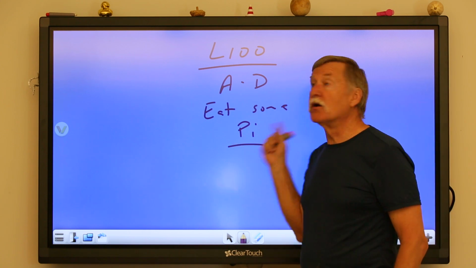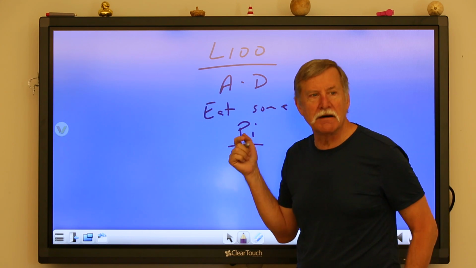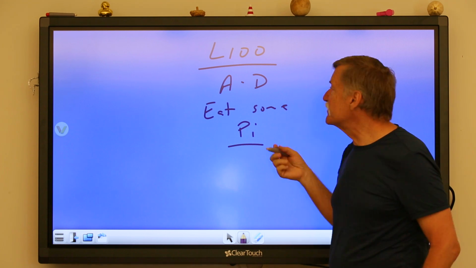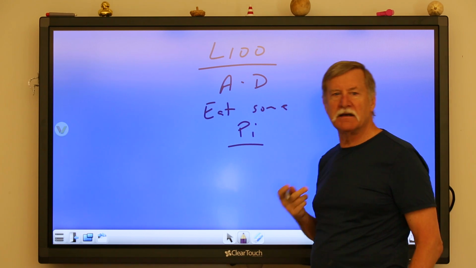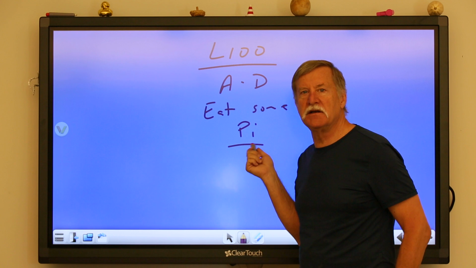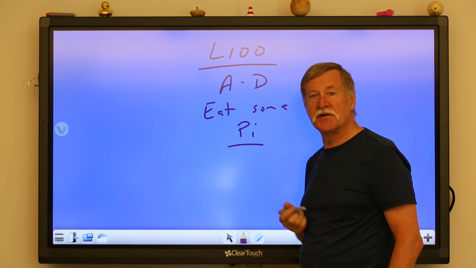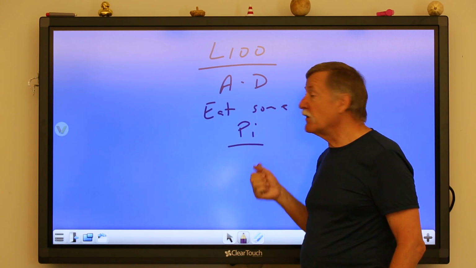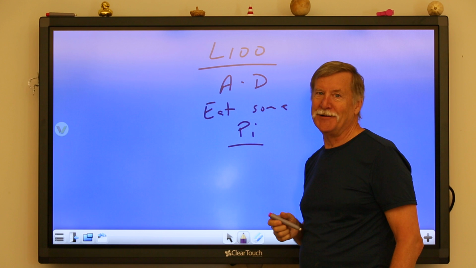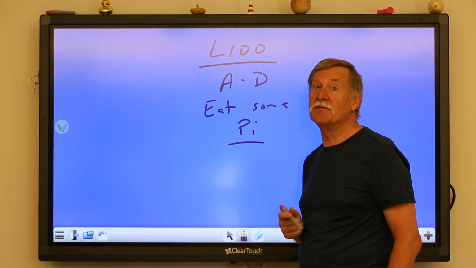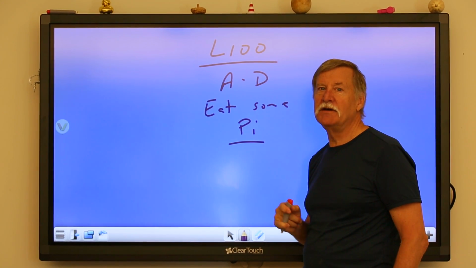So lesson 100, our pi lesson. Your assignment is A to D, and believe me, if you do A to D, I guarantee you're going to get a 100 on it. And part of your assignment is also to eat some pie. So enjoy your pie as you enjoy lesson 100.